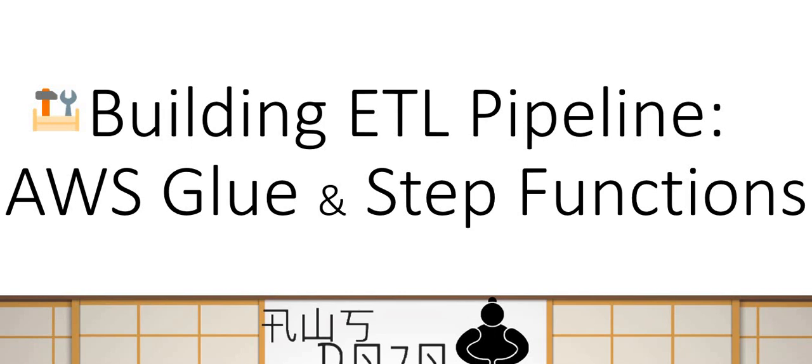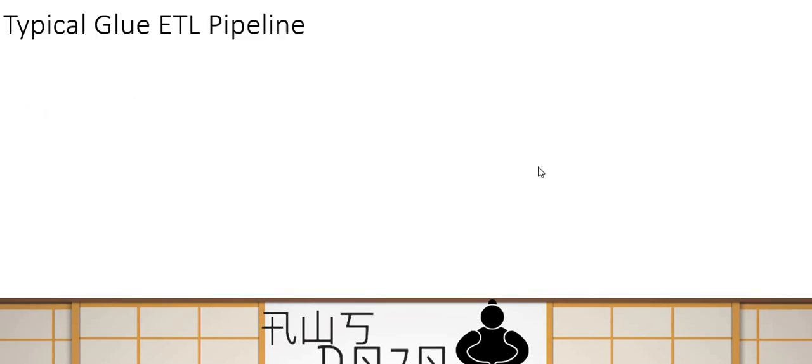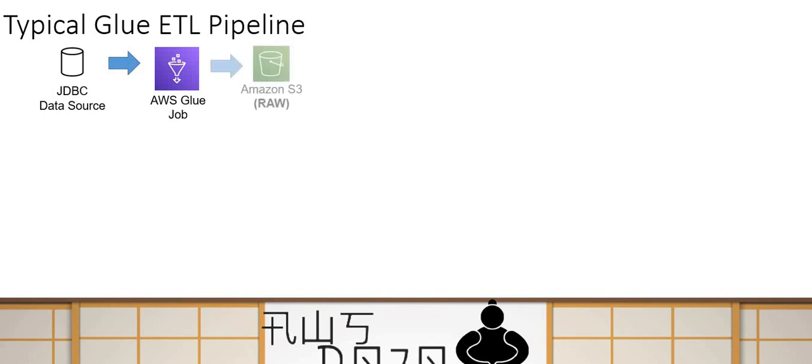So let's get started. How does a typical ETL pipeline look? Generally, you will have some kind of data source. For instance, here in this case, you have a JDBC data source. Then you use an AWS Glue job to ETL that data into, say, an S3 raw bucket area. We are calling it raw because you keep data immutable in the raw bucket area, and you don't do any business transformation on this data. It's just loaded as it is from your source.